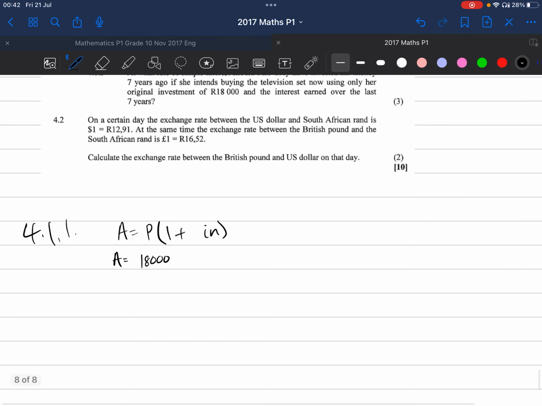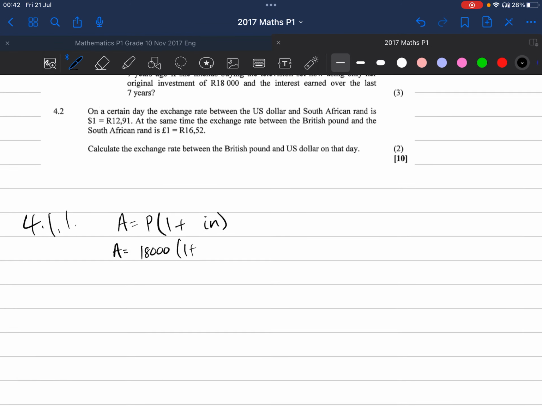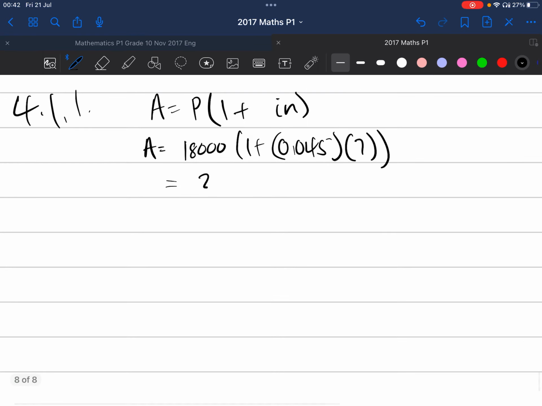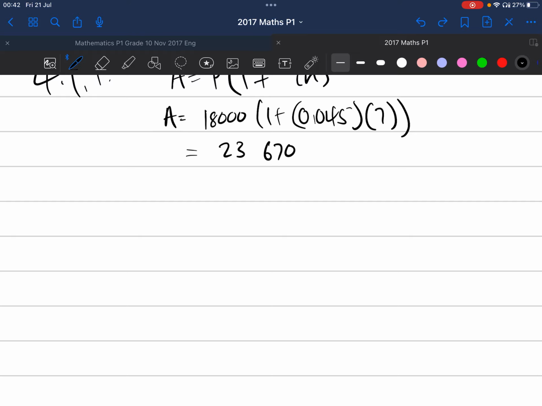So 1 plus, and now 4.5% is the same as saying 0.045, right? So 0.045 times 7 years. Now we plug this whole thing into the calculator. So 18,000 times 1 plus 0.045 times 7, and that gives us 23,670 rands.